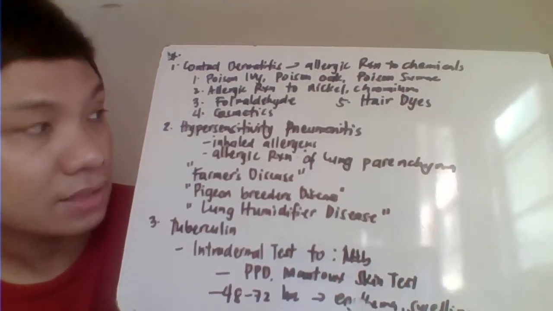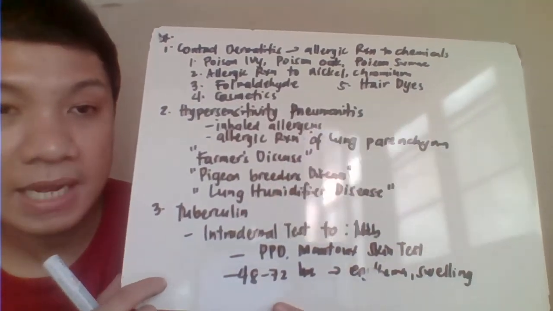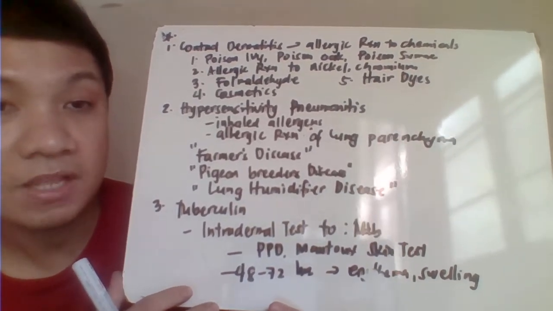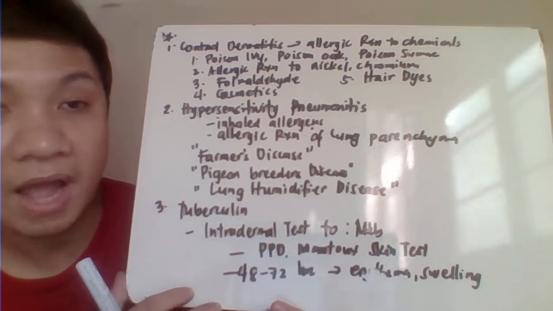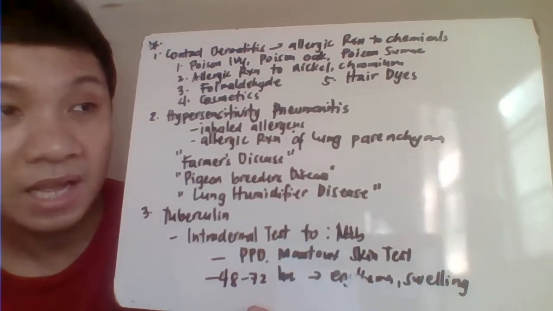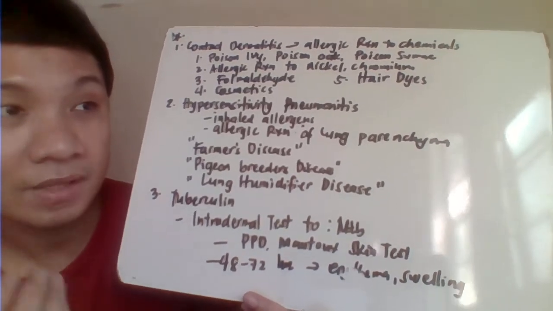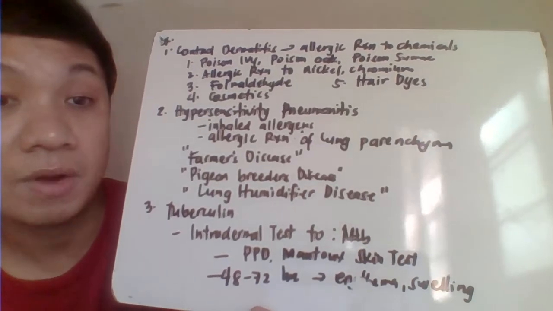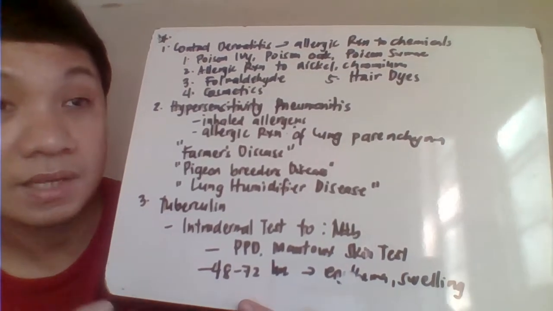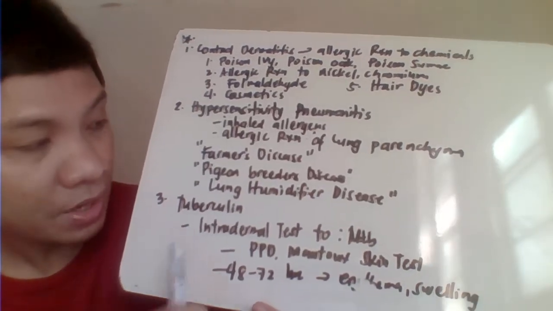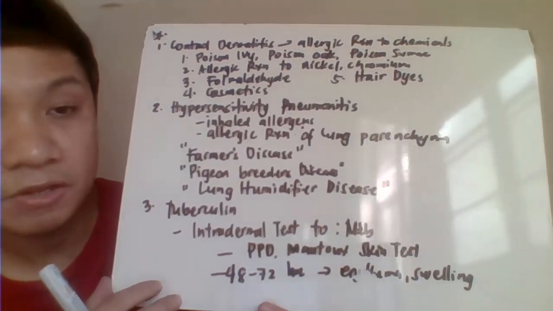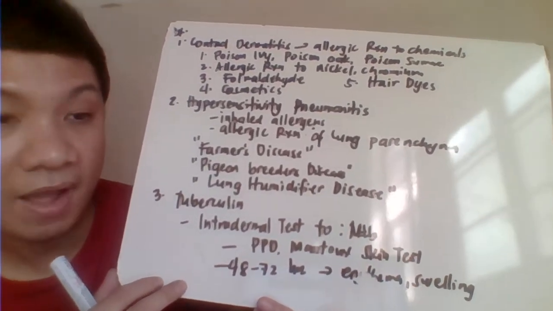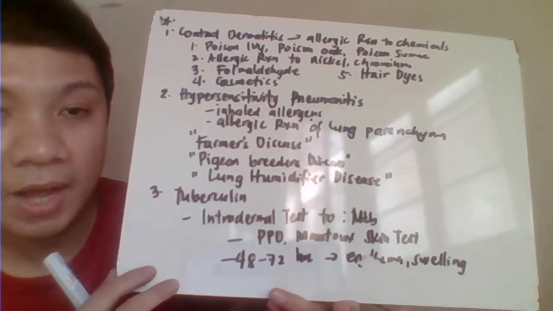That's our contact dermatitis. Another type of delayed type is hypersensitivity pneumonitis. Hypersensitivity pneumonitis is characterized by an allergic reaction to an inhaled allergen, with a reaction in the lung parenchyma, so it's in our lungs. This is in the respiratory tract, primarily with an airborne allergen. Other names for hypersensitivity pneumonitis are farmer's disease, pigeon breeder's disease, and humidifier lung disease.